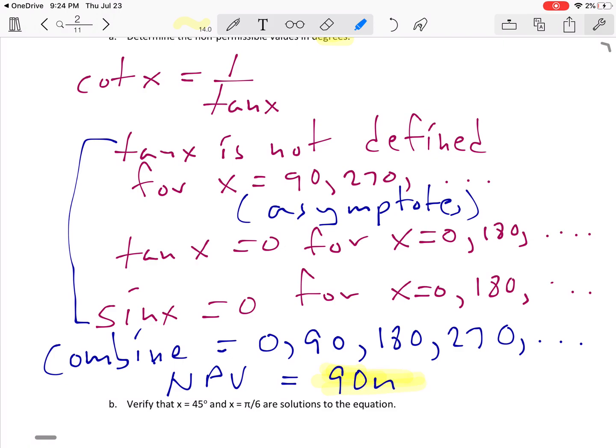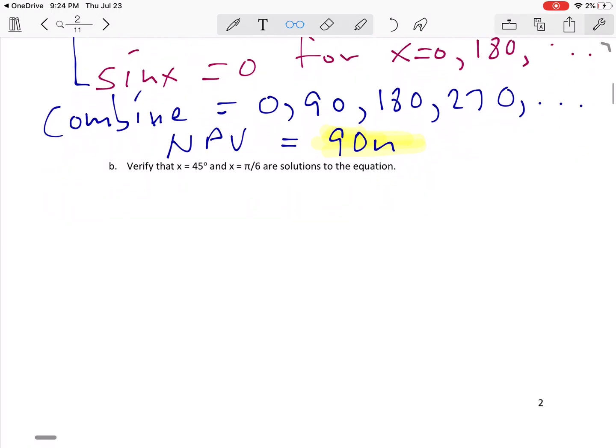Okay, so again, when you're looking at non-permissible values, you try to find non-permissible values for all the different trigonometric ratios you can, and then you combine them all into one general expression.